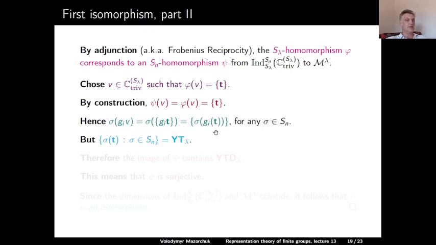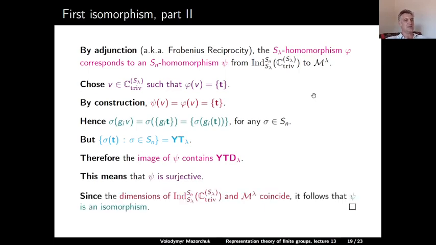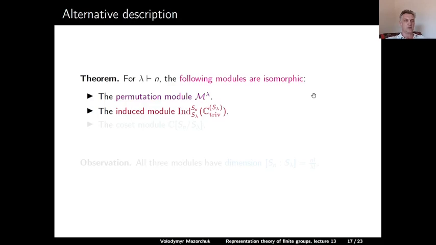And when we take the set brackets, we can get any Young tabloid of shape lambda, which means that psi is surjective because Young tabloids form a basis of the permutation module. But since the dimensions of the induced module and the permutation module coincide, it follows that the homomorphism psi is an isomorphism. And this proves that the first two modules in our list are isomorphic. So this proves that the permutation module is isomorphic to the induced module.